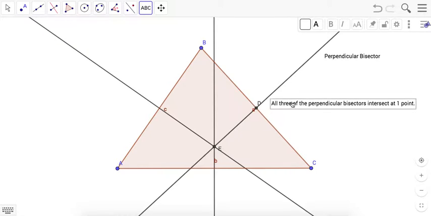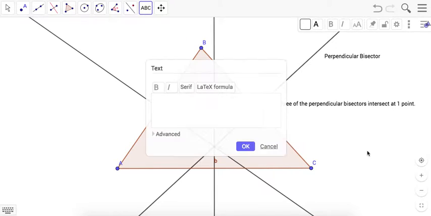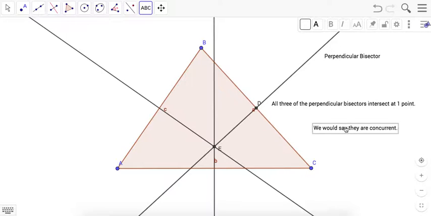We actually have a special name for when three or more lines all intersect at one point. We say they are concurrent. Basically, that just means that three or more lines intersect at one point.